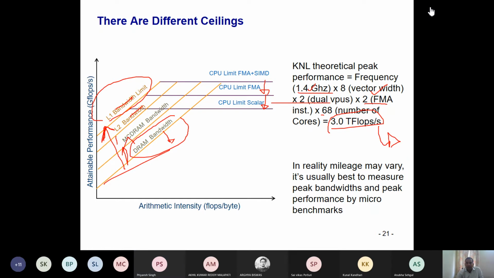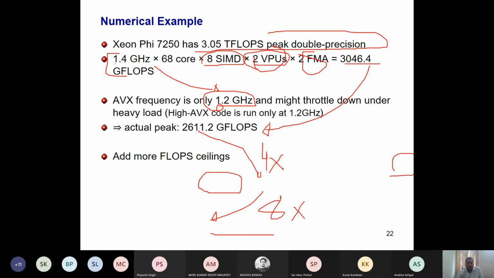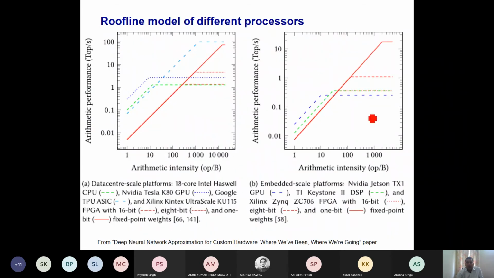Any other question? Okay, so let us go forward. Now I will just illustrate the Roofline model of different processors. Here, this is just a simple comparison of different processors. Although you don't know them, don't worry what they are. Slowly we will explain some of them. So here, this is a CPU, the green one. Now this is GPU, the blue line.